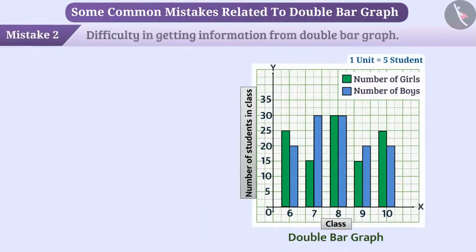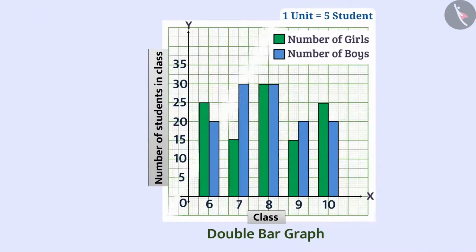Mistake 2. Difficulty in getting information from double bar graph. Some children have difficulty in finding out what is reported in double bar graph. For example, if they are asked what is shown in the double bar graph, then they fail to answer it. To find out what information is shown in a double bar graph, it is necessary to see what is represented on the x-axis and the y-axis, as well as to understand what each bar represents in a pair of bars.